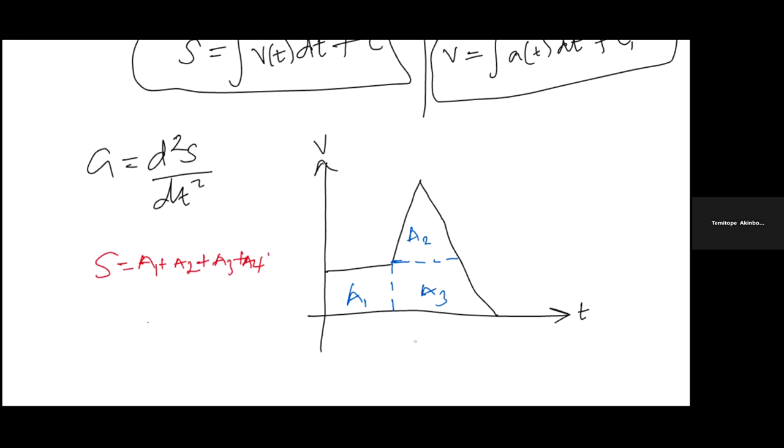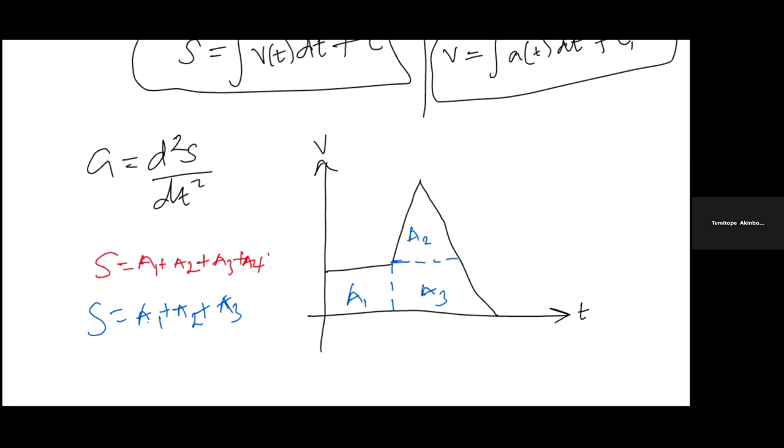So A1 is giving me a rectangle. A1 plus A2 plus A3. So in this blue, A2 is still a triangle. A3 is now a trapezium. So that means to find A3, I will use the formula for the area of a trapezium. By the time you do it that way, you are going to get the same value for the distance as the one in red. So take note of that. Is that clear?